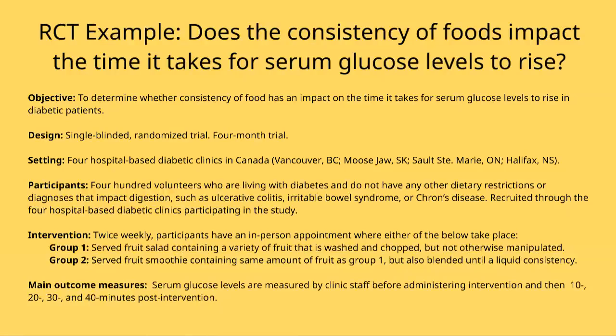In terms of intervention, twice weekly, participants have an in-person appointment where either of the below take place. Group 1 is served fruit containing a variety of fruit that is washed and chopped but not otherwise manipulated. And Group 2 is served a fruit smoothie containing the exact same fruit as Group 1. However, this time it's been blended until a liquid consistency. So essentially, they get a fruit smoothie.